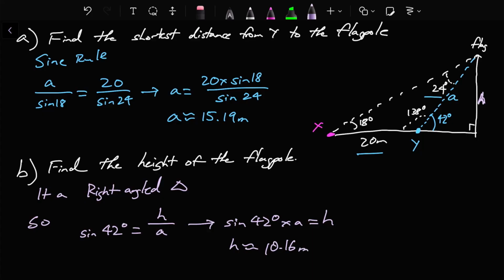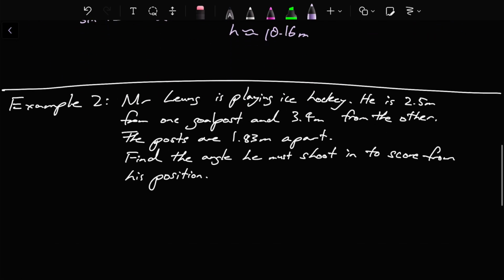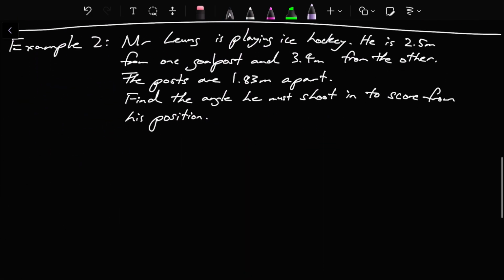We've used the sine rule to work out the first side because we needed to work in a non-right-angled triangle. And then we just used the normal sine ratio to find the other one because it was right-angled. We're done. Great. Okay, example 2.